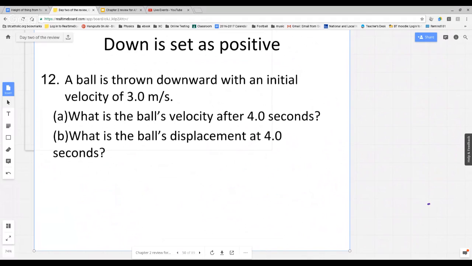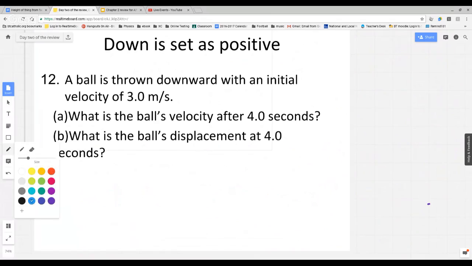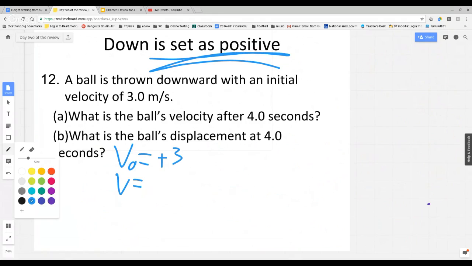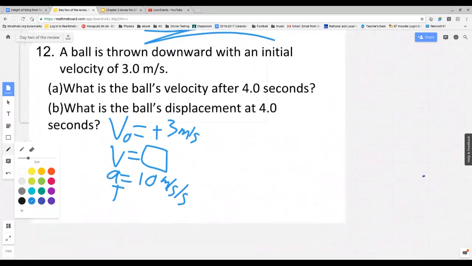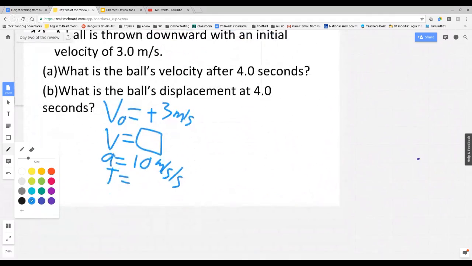This time it's thrown down. You have a start velocity. V naught equals -3. It says down is positive. Okay, down is positive. V equals question mark. A equals 10. Oh, right. Acceleration 10.